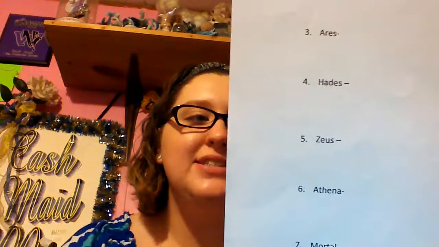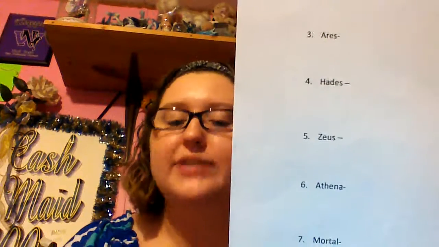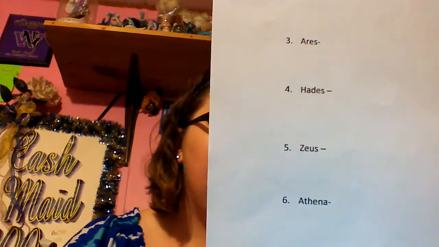Then I asked who Athena was. And they said it was Annabeth's mom. And I said, okay, good. But who is she? And they said the goddess of wisdom. And I said, good. And then I asked them what a mortal was.